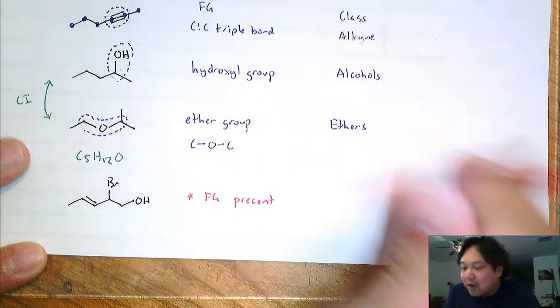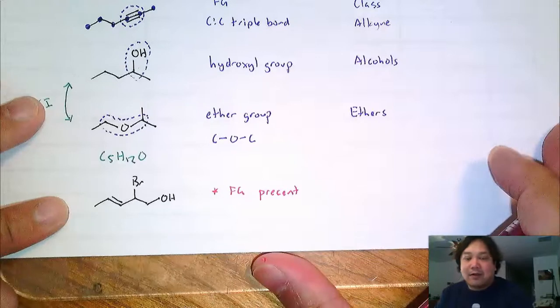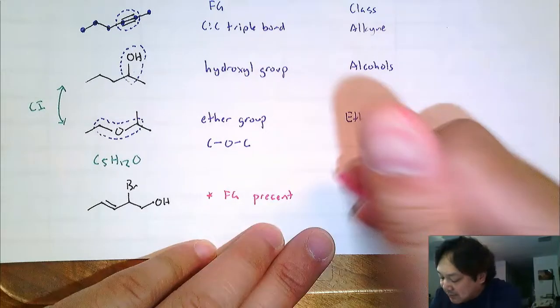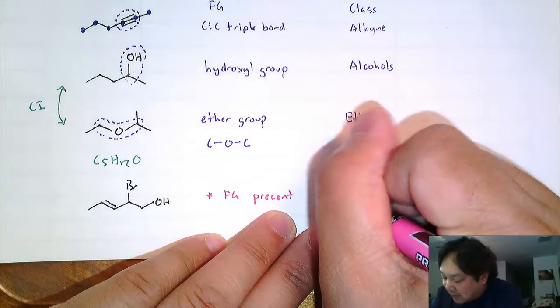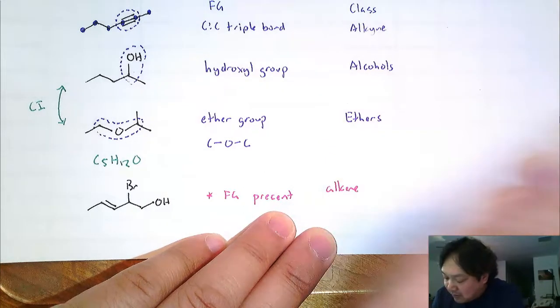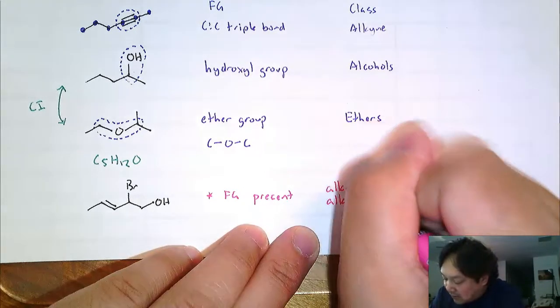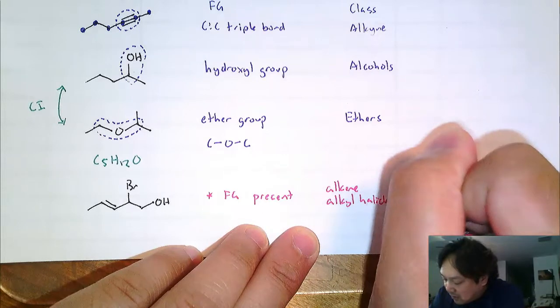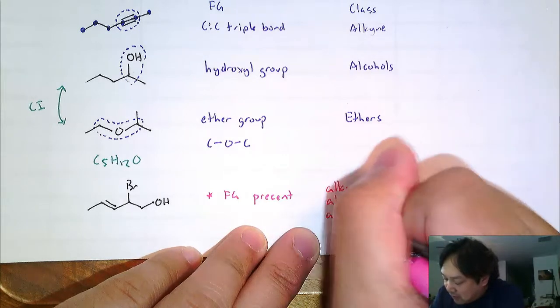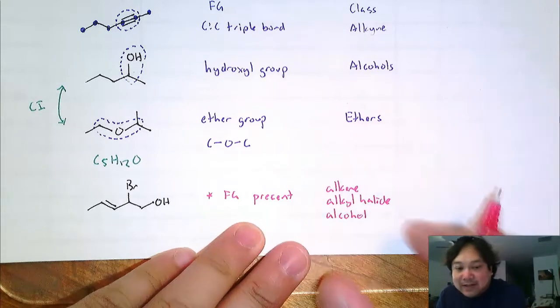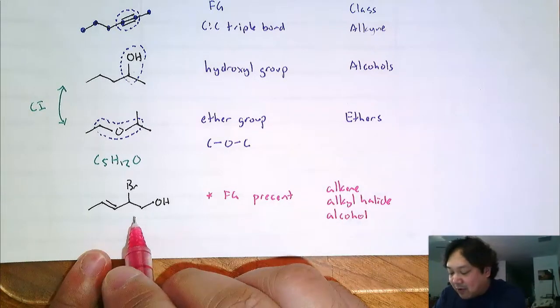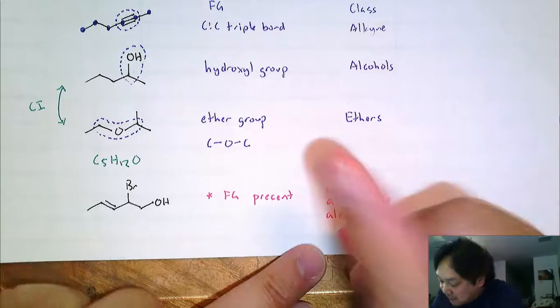They typically allow for the class of molecules. So you could say the functional groups are an alkene, alkyl halide, alcohol, and technically we have alkane because we have carbon-hydrogen single bonds.